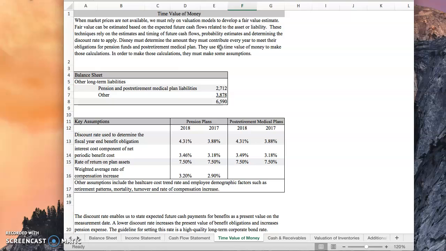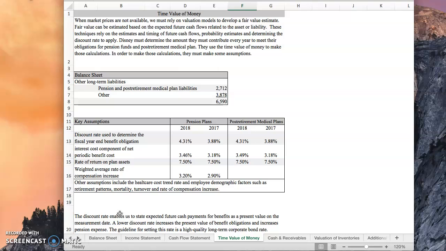So looking at time value of money, Disney must determine the amount they must contribute every year to meet their obligations for pension funds and post-retirement medical plans. They use time value of money to make those calculations and use some key assumptions for that. This is very important because a 1 percentage point decrease in the assumed discount rate would increase total benefit expense for the fiscal year by approximately $241 million and would increase the projected benefit obligation by approximately $2.7 billion.